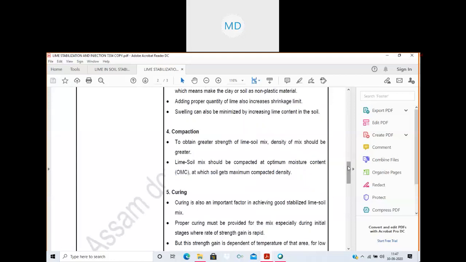Then compaction. I have told you, after mixing the lime we should leave it for a few days, and then we do compaction. After compaction again we should leave it for 1 week for curing purpose, so that the moisture of the mixture is cured. To obtain greater strength of lime soil mix, the density of the mix should be greater. Lime soil mix should be compacted at optimum moisture content, at which the soil gets maximum compacted density or maximum dry density. Okay? So at optimum moisture content, the density we obtain is the maximum dry density. You have done these things practically in the proctor test.